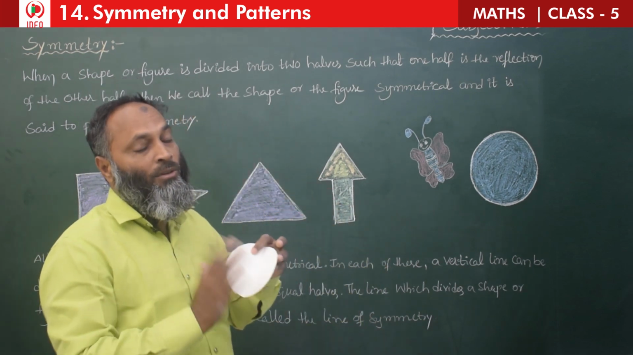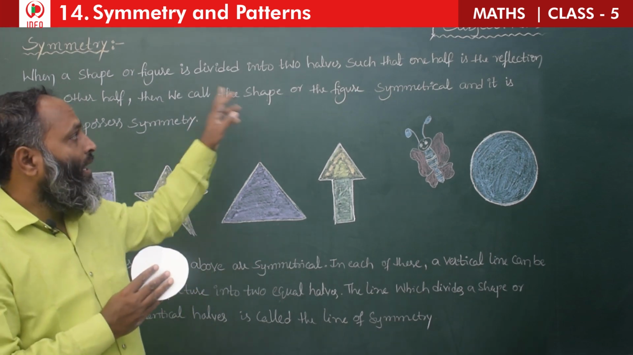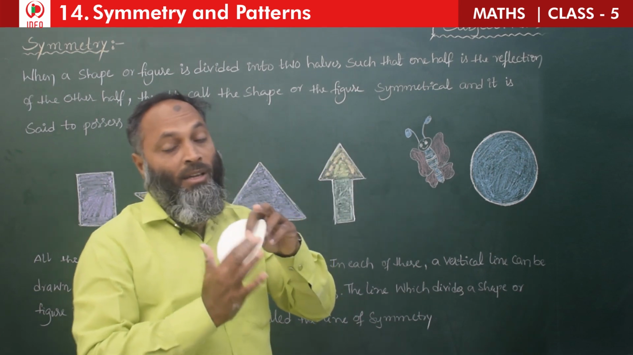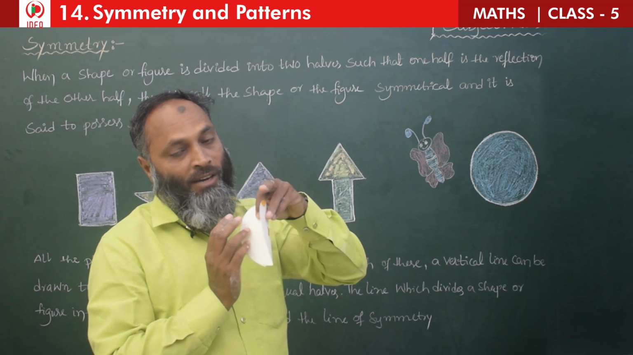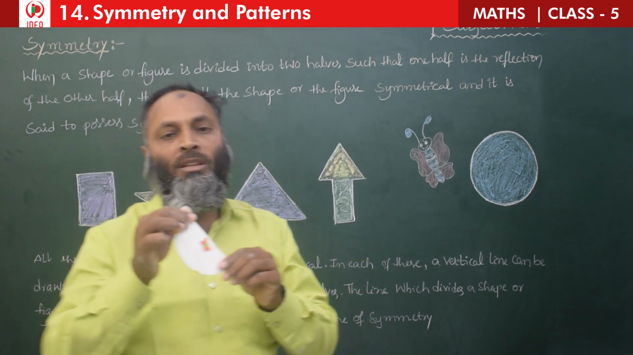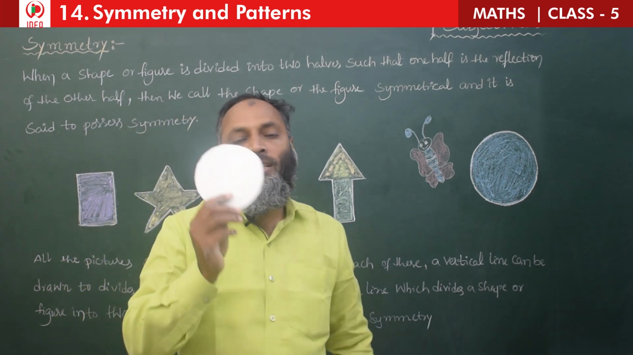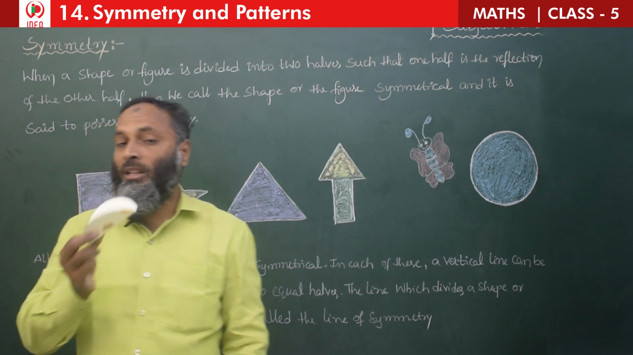So how the two halves are: the first half is like the reflection of the second half. This first half looks like the reflection of the second half, meaning the two shapes, the two halves, should be the same as they are. Then we can say that the figure is a symmetrical figure.